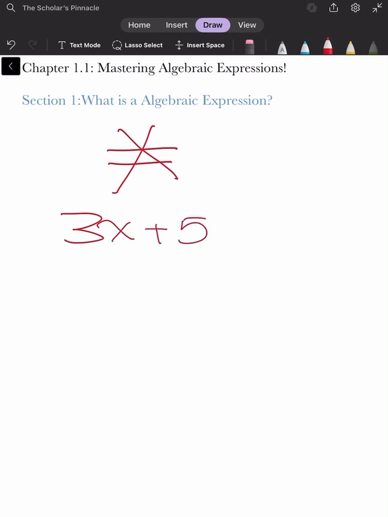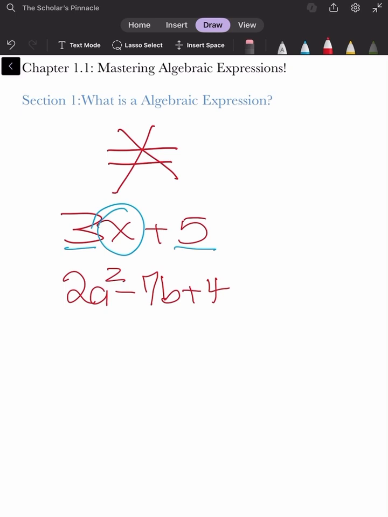The definition of that is, it is a mathematical phrase that contains variables, numbers, and operations, but it does not have an equal to sign. You would not see that in an expression. Some examples of algebraic expressions are 3x plus 5, where 3 and 5 are the constants, also known as the numbers, and x is the variable. Take another example, 2a squared minus 7b plus 4. I'll let you figure out which ones are the numbers and which ones are the variables.